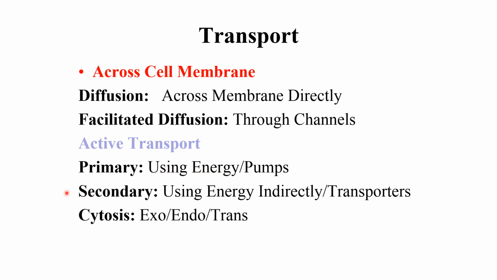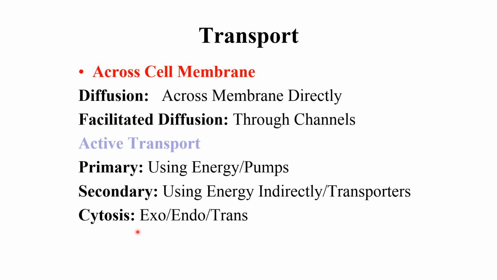And secondary active transport is transport done by transporters, that is by uniporter, symporter or antiporter. They are using energy indirectly because they are mostly linked with pumps to keep the concentration of one substance higher so that they can conduct another substance. So they are not using energy directly, but they are using energy through the pumps that are linked with them. So that transport is called active transport.